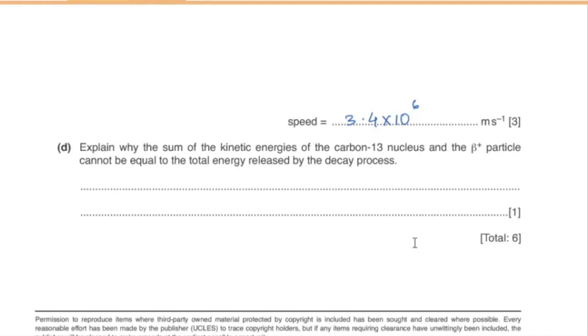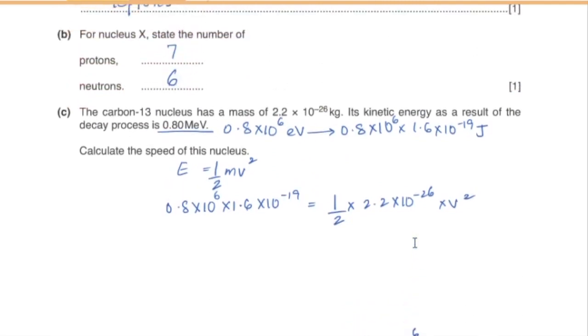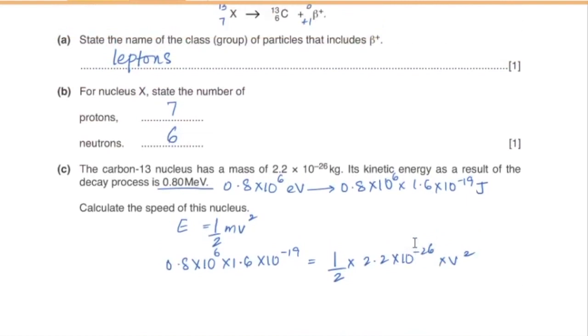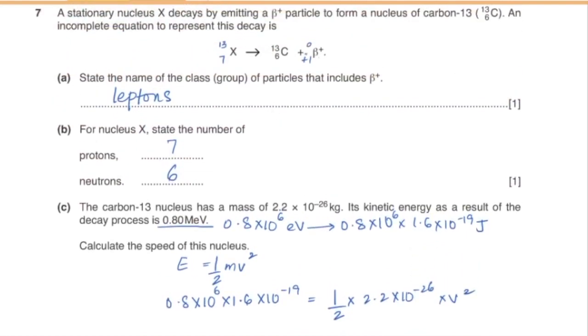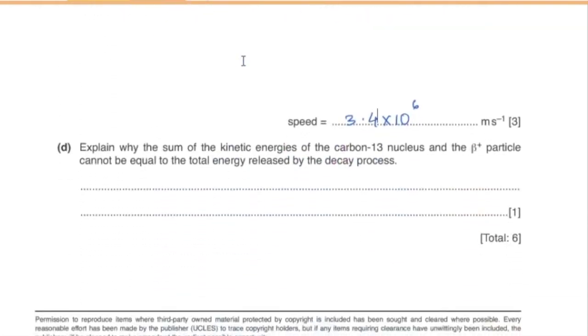Part D, explain why the sum of the kinetic energies of the carbon-13 nucleus and the beta plus particle cannot be equal to the total energy released by the decay process. So in a decay of a beta plus particle, a neutrino is also produced, which also gets some amount of energy. Hence, the total of the kinetic energy of carbon and beta plus particle is not going to be equal to the amount of energy totally released from this stationary nucleus X, because some energy is also given to the neutrino that is released. So a neutrino is also produced, which also gets some energy.